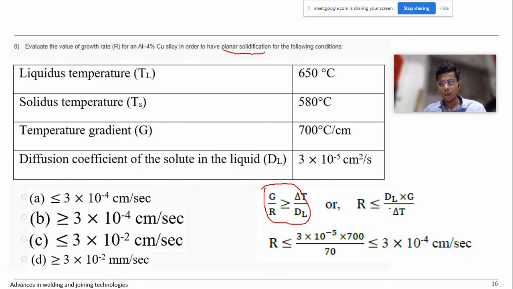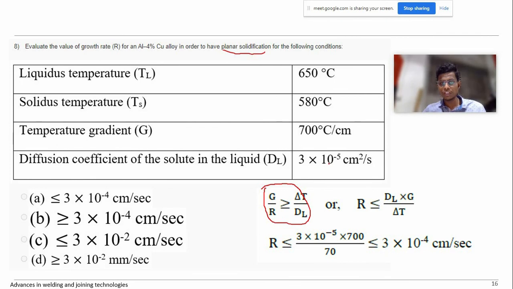If I interchange the terms, R should be less than or equal to dl into g by delta t. dl is given as 3 into 10 power of, and here instead of SI units they have given it in centimeters. So if you're comfortable, you can directly solve. If you're not comfortable, you can reduce it to SI units and solve. But you can directly solve through the given units because everything is given in centimeters.